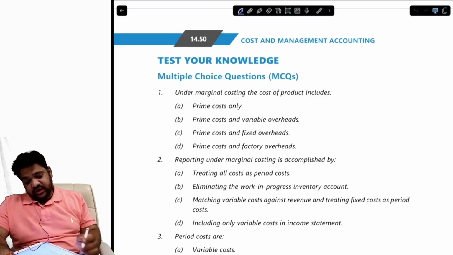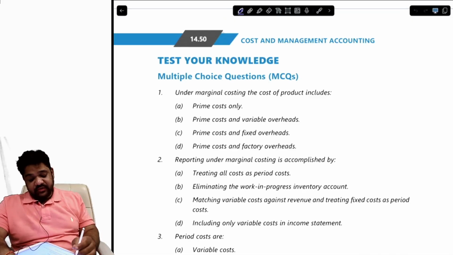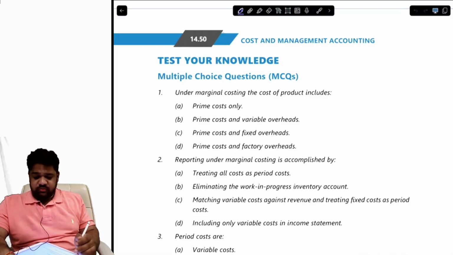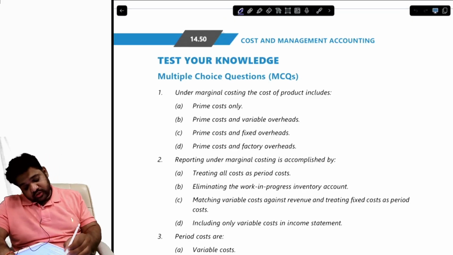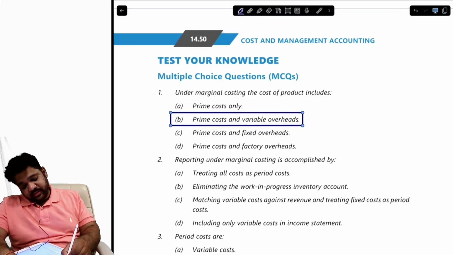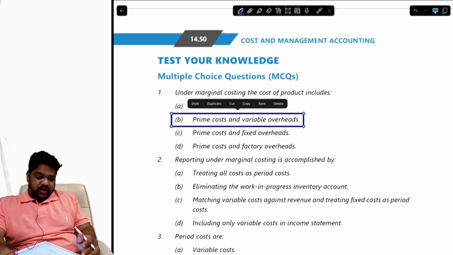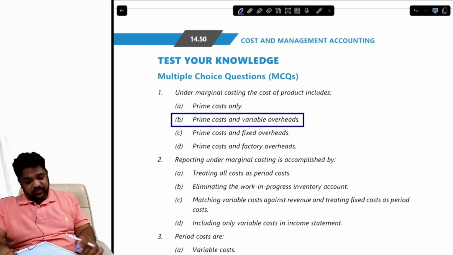Under marginal costing, the cost of a product includes prime cost. No. Prime cost and variable cost. Yes. Prime cost and fixed cost. No. Prime cost and factory overheads. No. So the answer would be prime cost and variable overheads. Basically, all variable costs here, and prime cost is a variable cost.